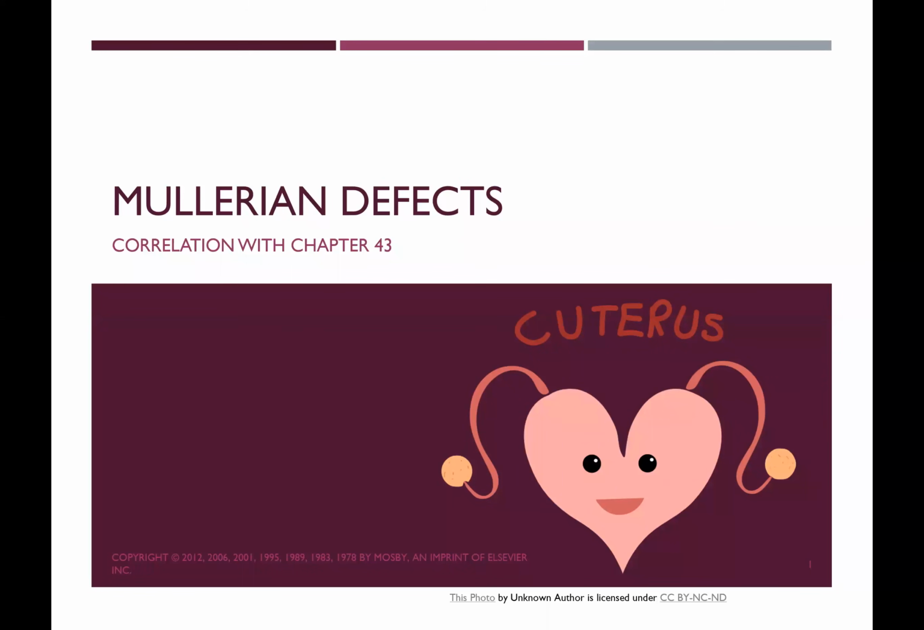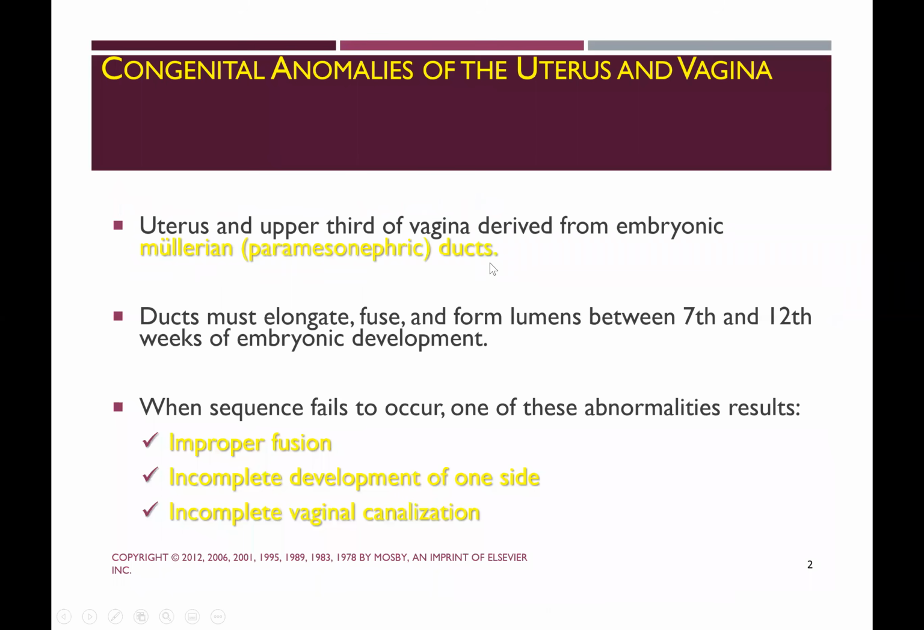All right, so we're going to talk just a little bit about mullerian defects, and this is in correlation with chapter 43. So it's important for you guys to know a little bit about the congenital anomalies of the uterus and vagina.